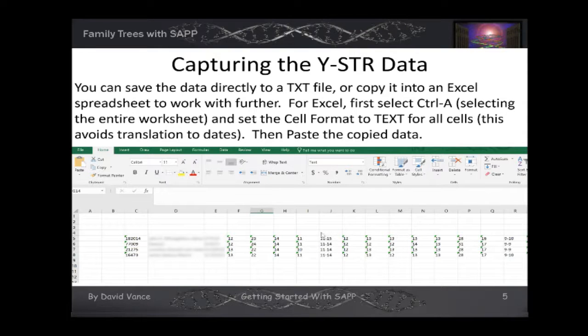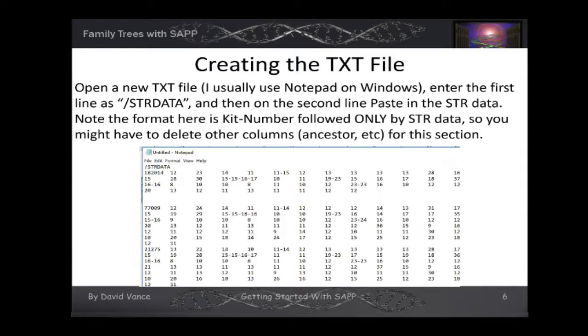But this format over here, the dashes, the hyphens, the spaces or tabs, SAPP is actually fairly forgiving about those. You don't need to do that much translation on that data. So once you have this copied over, you can either copy and paste from the Excel file, or as I said, you can do it from your browser directly. And if you open up a TXT file, I'm on Windows, I usually use Notepad for this.